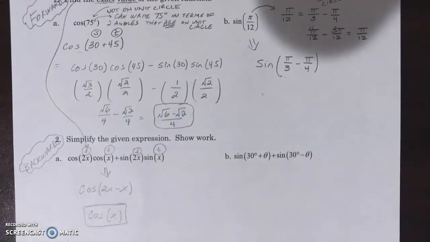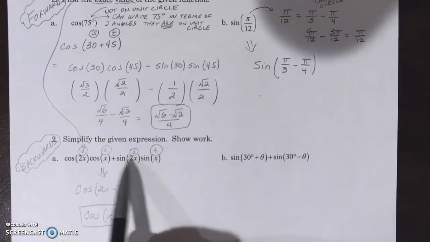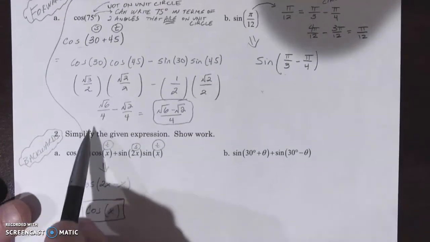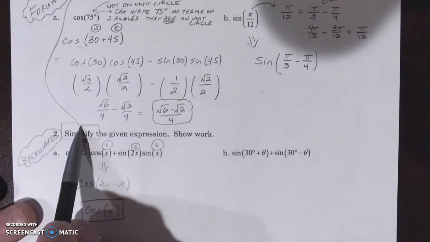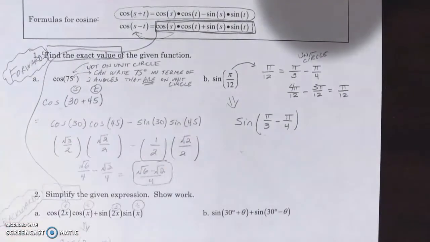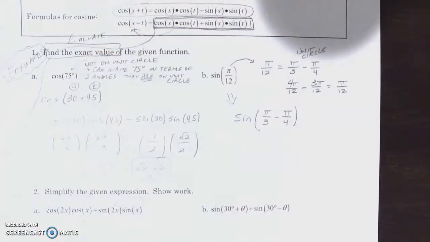And that is how we do a simplification problem. We don't have an exact value here. Why don't we have an exact value? Well, we don't have actual degree measures or radians, and it didn't turn into anything like canceling, like a 0 or a 1. We're done. That is the difference mostly between a simplification problem and a find the exact value or evaluate type of problem. All right, let's turn the page.